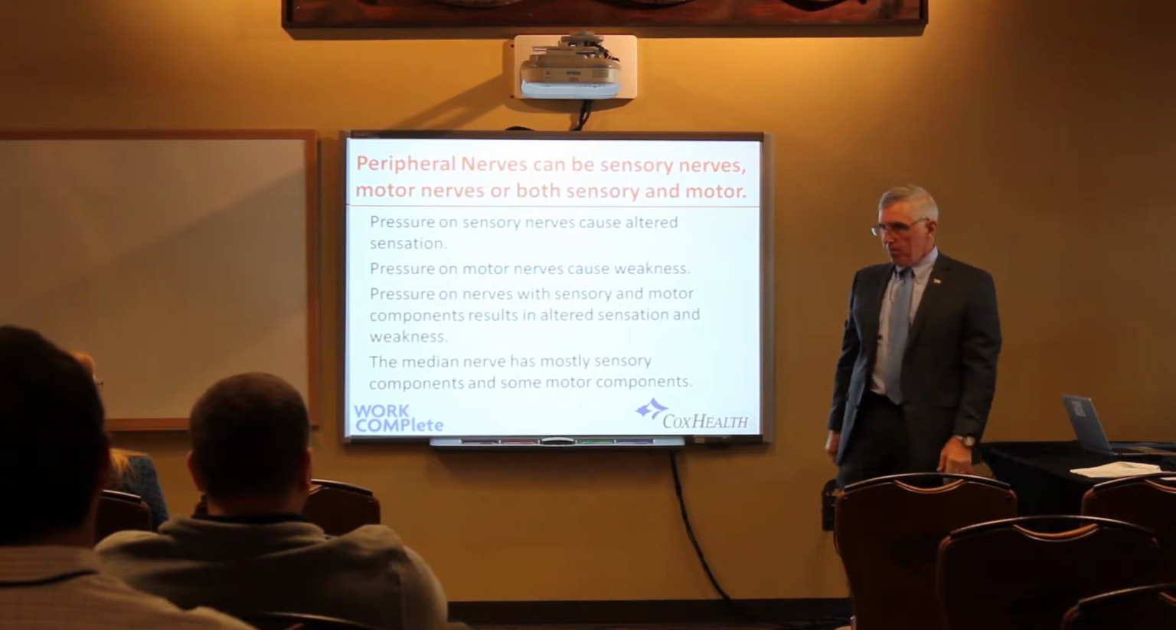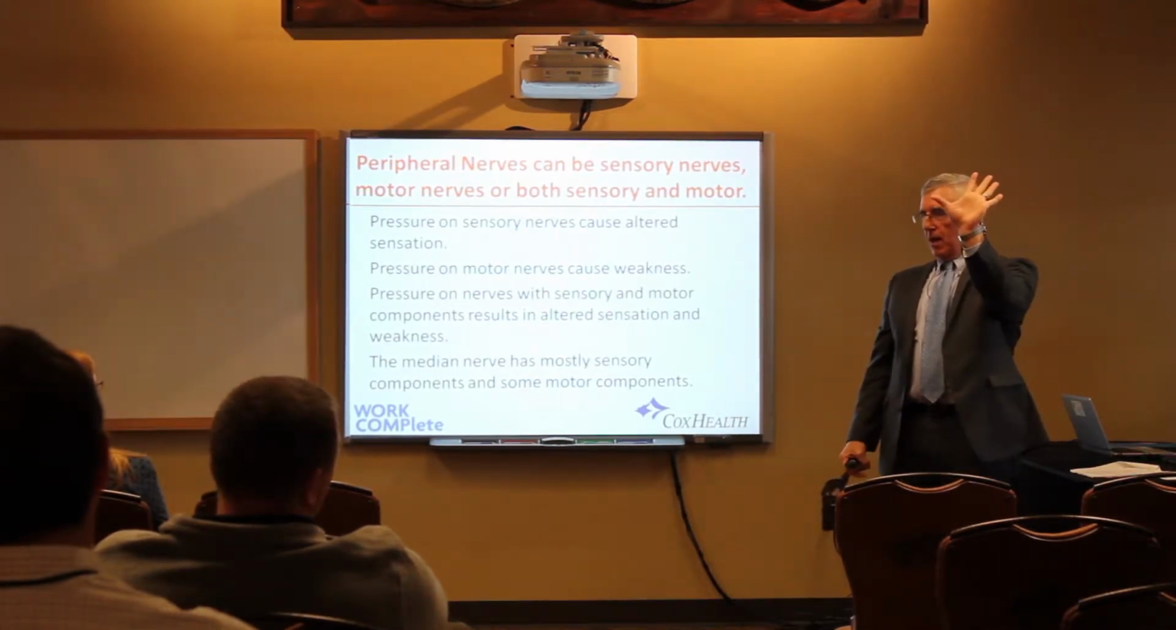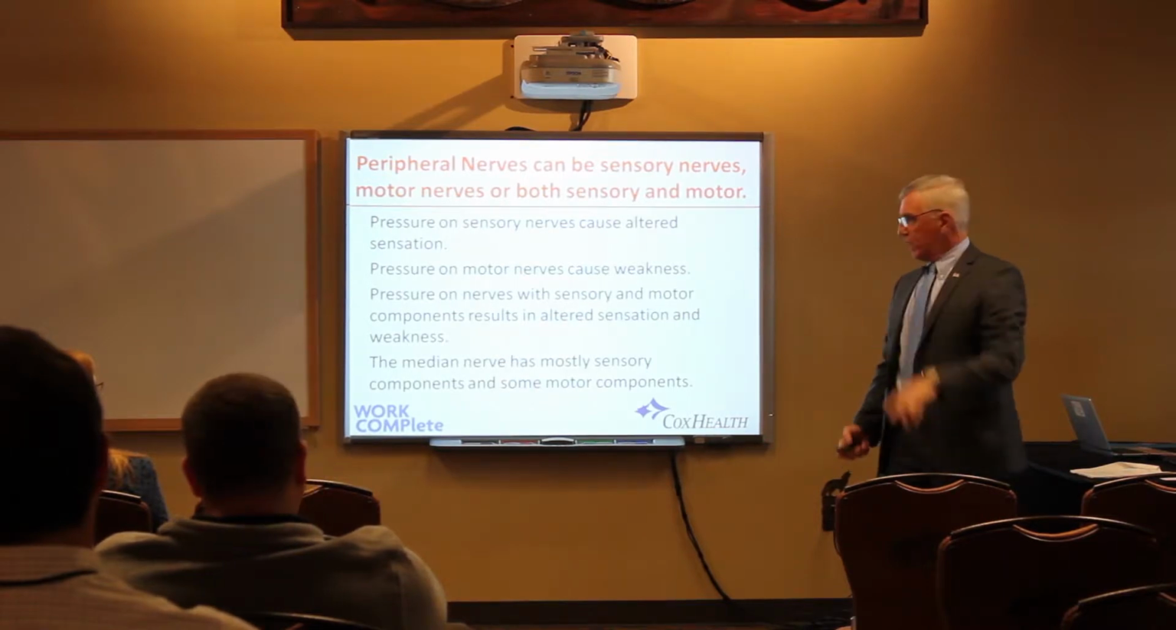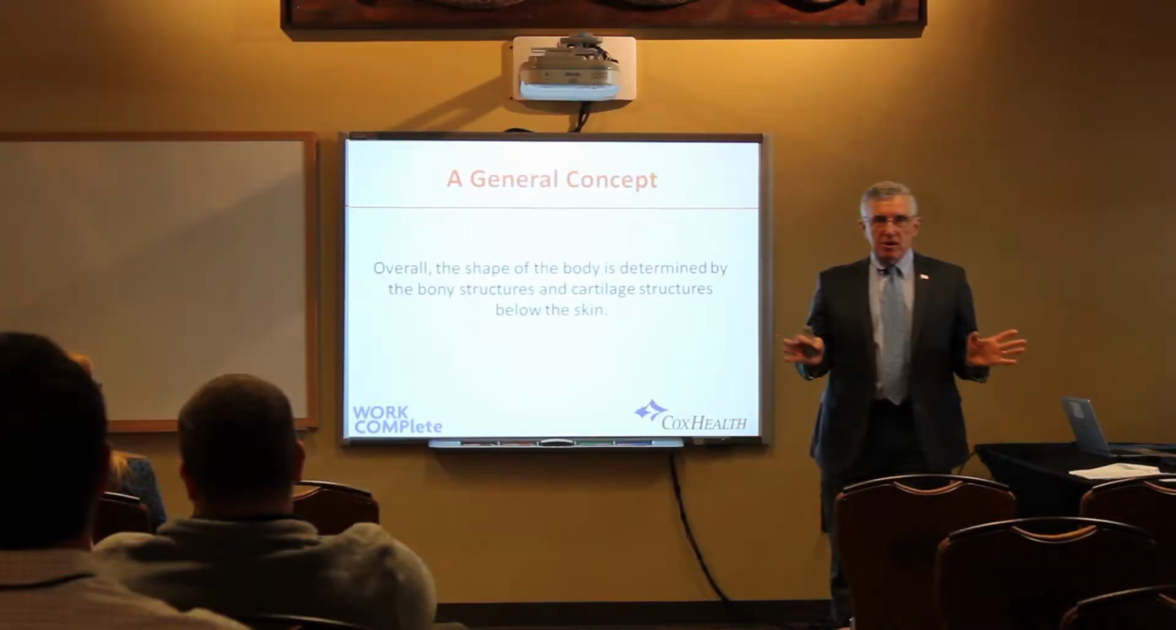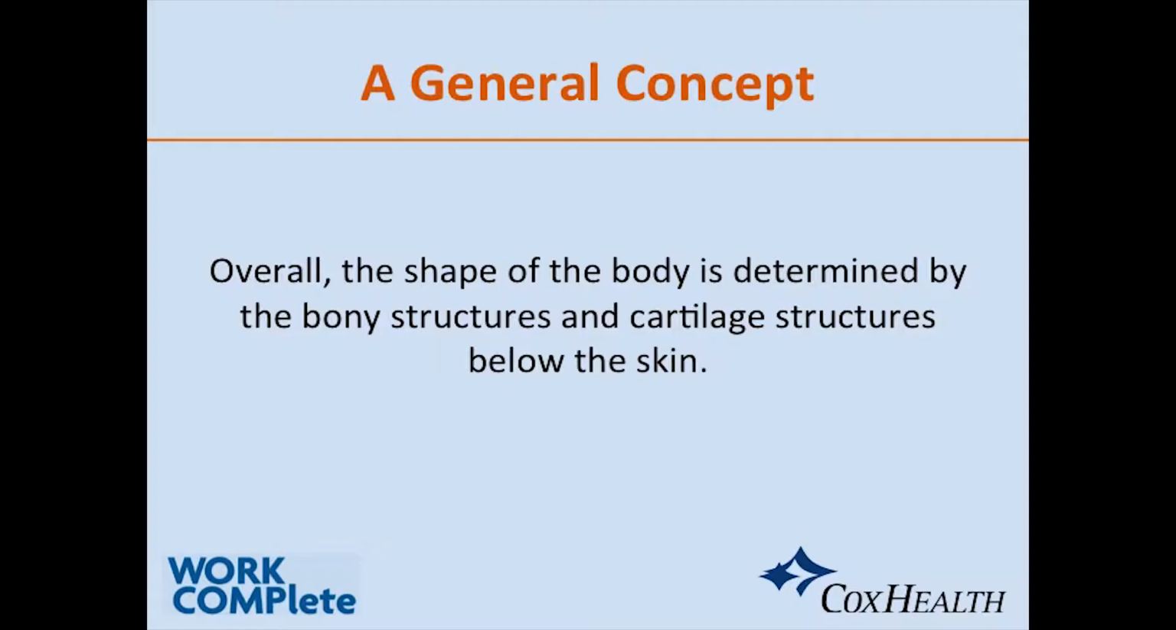But there's also a motor component which actually goes to the muscles of the Thenar eminence. And we'll go over that here in just a little bit. Here is a concept you need to understand when you're dealing with surgery and medicine and anything else, and that is that the overall shape of the body is determined by the bony structures and the cartilaginous structures below the skin.